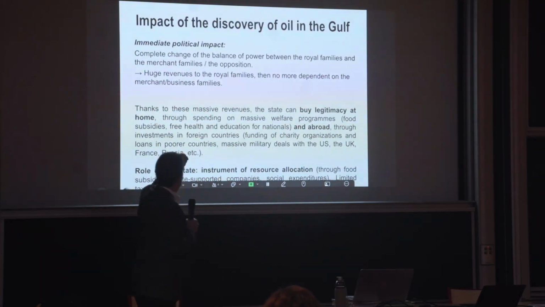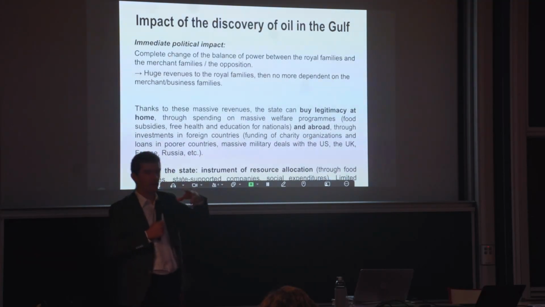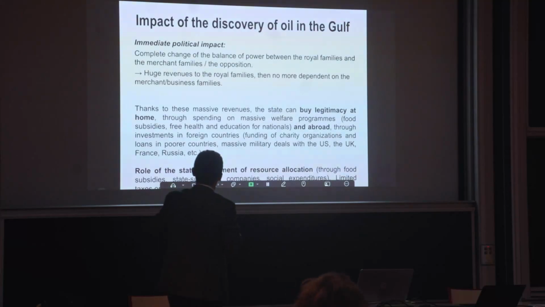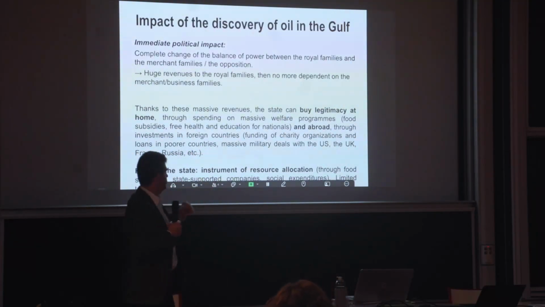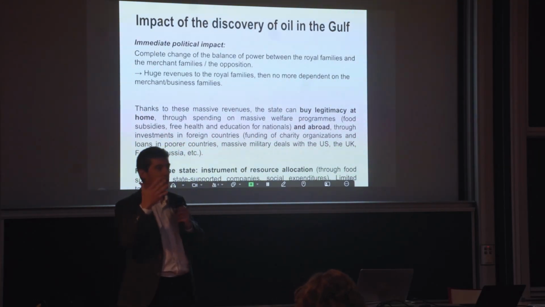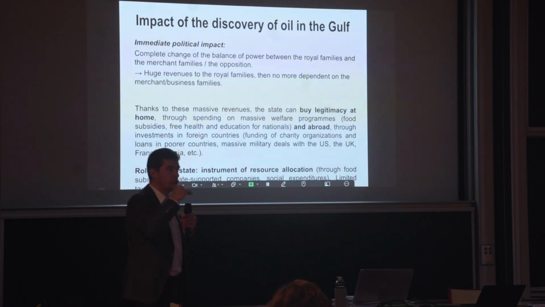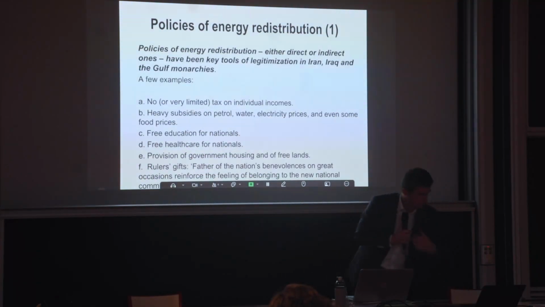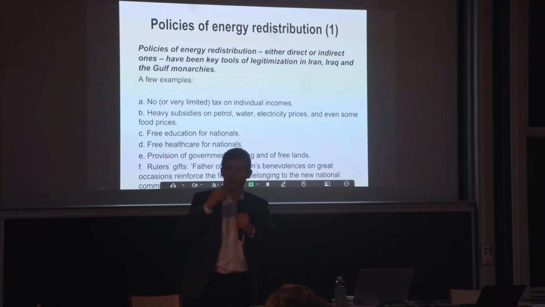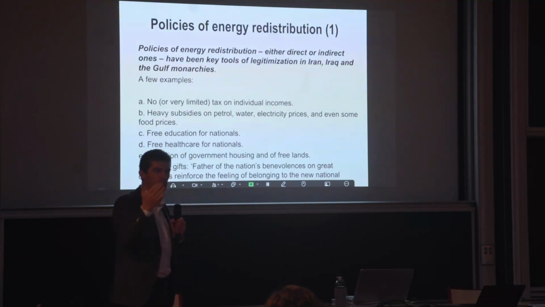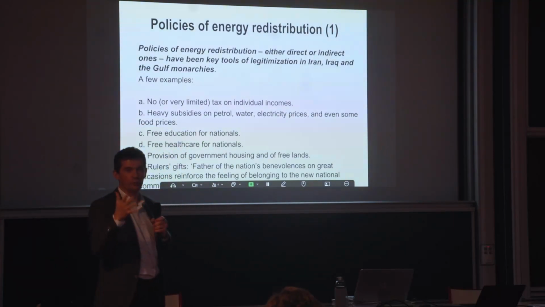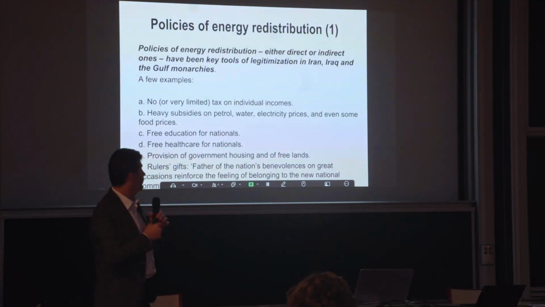So I'll try to show you how this narrative has been spread and all the limits of these problems and what we see at the moment. So thanks to these massive revenues, the state or the ruling families have tried to buy legitimacy at home, through a number of means and tools, including welfare programs, and I will detail that now. So a few examples of these tools or these policies of oil redistribution in these countries, which have been used by the rulers to try to appease and buy consent.